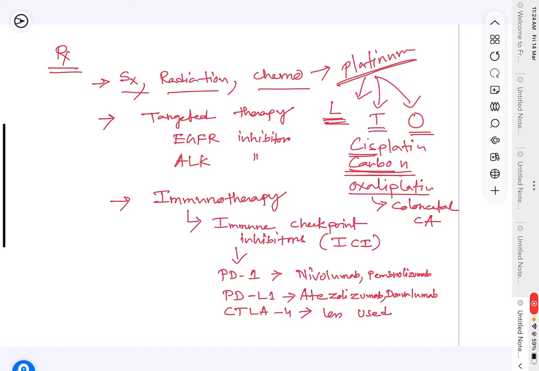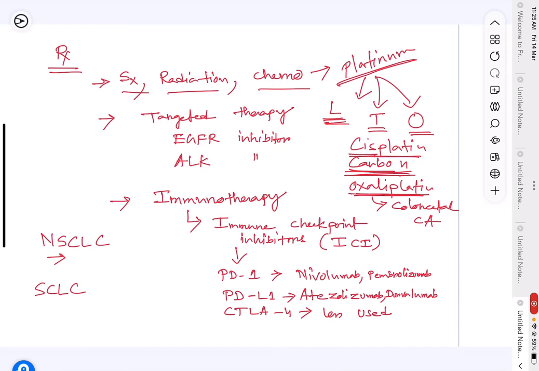colorectal CA. Cisplatin, carboplatin, oxaliplatin. Cisplatin, carboplatin used for lung, testis and ovary. Carboplatin has lesser toxicity. Oxaliplatin is used for colorectal CA. The chemotherapy that we use for non-small cell lung cancer versus small cell lung cancer.